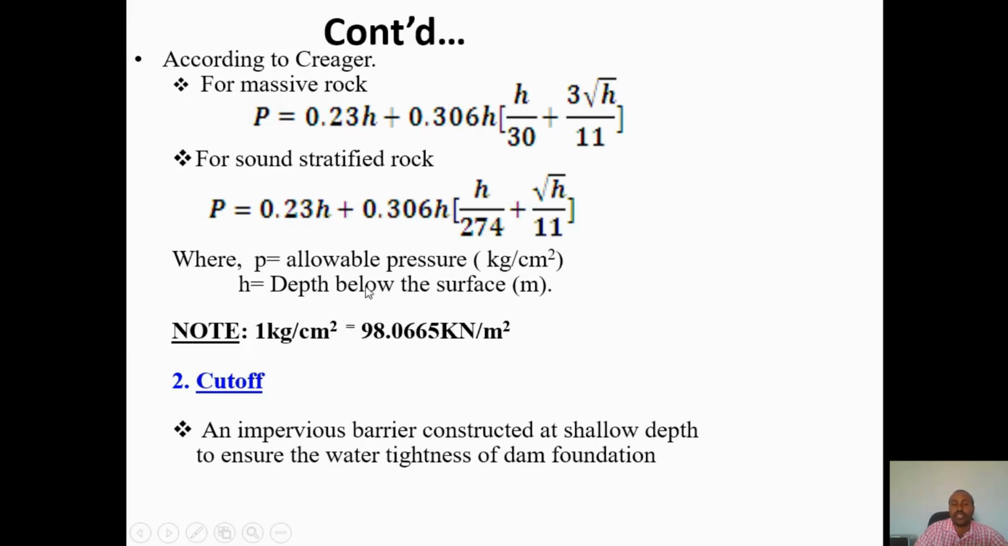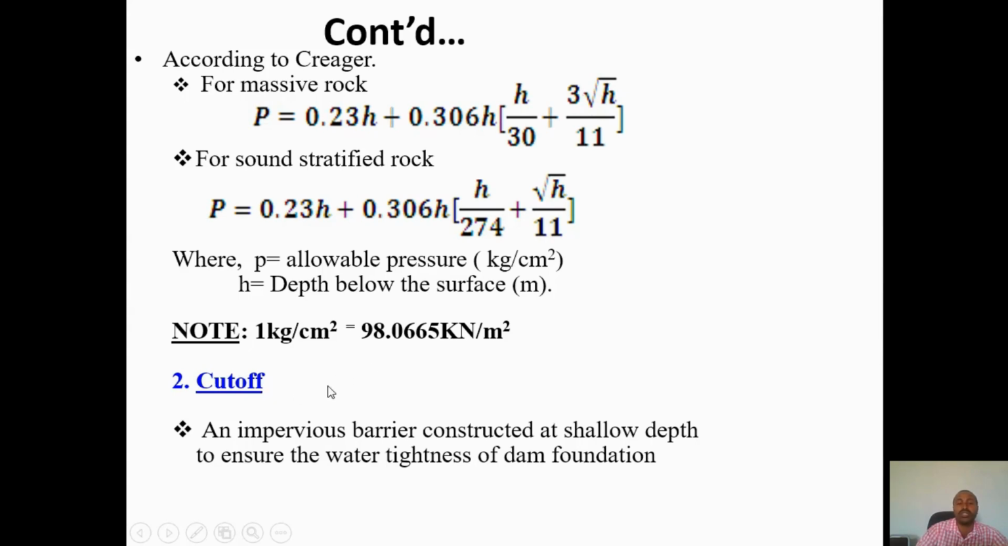So you can just calculate the pressure for curtain grouting. You will use kilogram per centimeter square for sound stratified rock and for massive rock. Maybe for conversion purposes, 1 kilogram per centimeter square is 98.06665 kilonewton per meter square, which will then be converted to kilopascal.